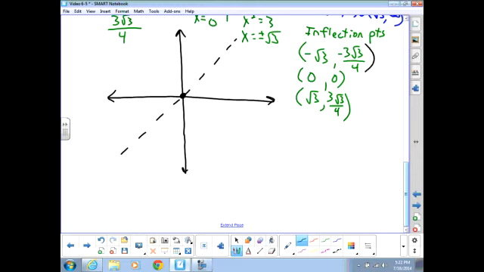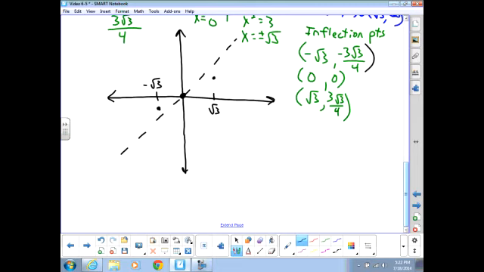Well, the key is we have to decide which side of the asymptote that's going to be on. Well, the point that should be on the line is negative square root of 3, comma, negative square root of 3. Well, if you're taking 3/4 of a square root of 3, it's something smaller than that. So that's got to be on the side of the line going towards the x-axis. Same thing with our positive square root of 3. That's got to be on the side towards the x-axis. We did not have any maxes or mins, so we don't have to worry about that.